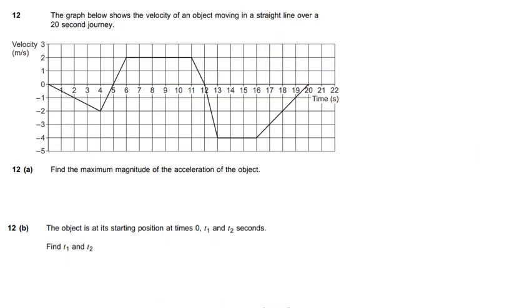Right, question 12. We've got a velocity time graph. Find the maximum magnitude of the acceleration. Okay, if it's a maximum, we want the steepest part of the graph, which is between 12 and 13 seconds. You should just be able to see that by eye.